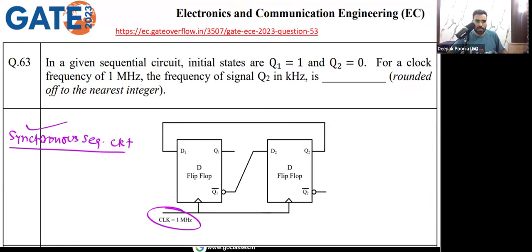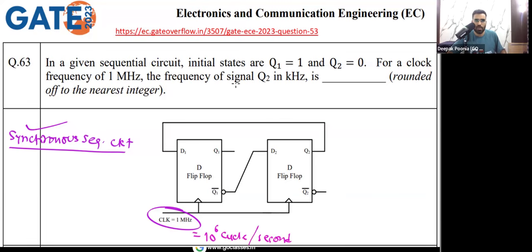The question is saying that for this clock, the frequency is 1 megahertz. Okay, means 1 mega cycles per second. Hertz means cycle per second. So you can say 1 mega, mega means 10 power 6. So I can say 10 power 6 cycles per second. Okay, this simply means 10 power 6 cycles per second.